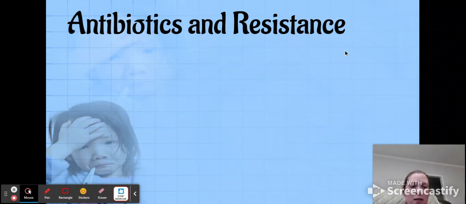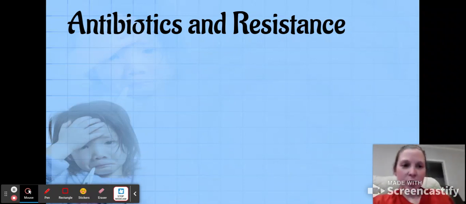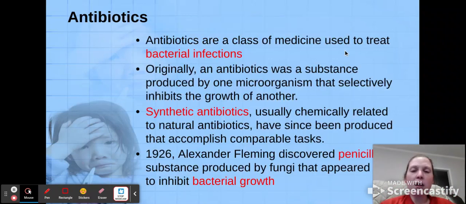Hey everybody, this is our lesson on antibiotics and resistance. So first, let's make sure we understand what antibiotics are. These are a class of medicine that's used to treat bacterial infections. You are not given these for viral infections, so you have to have a certain test done by the doctor to determine if an antibiotic is what you need.